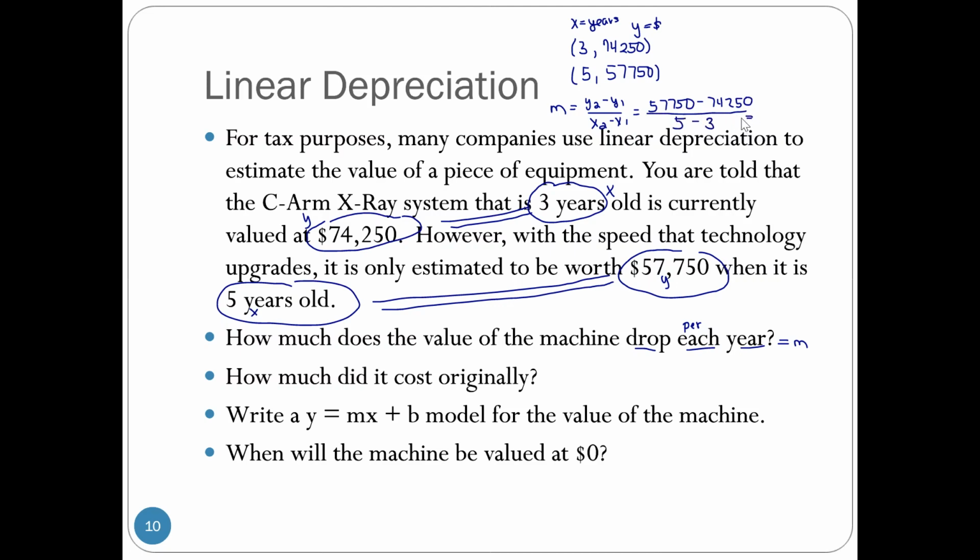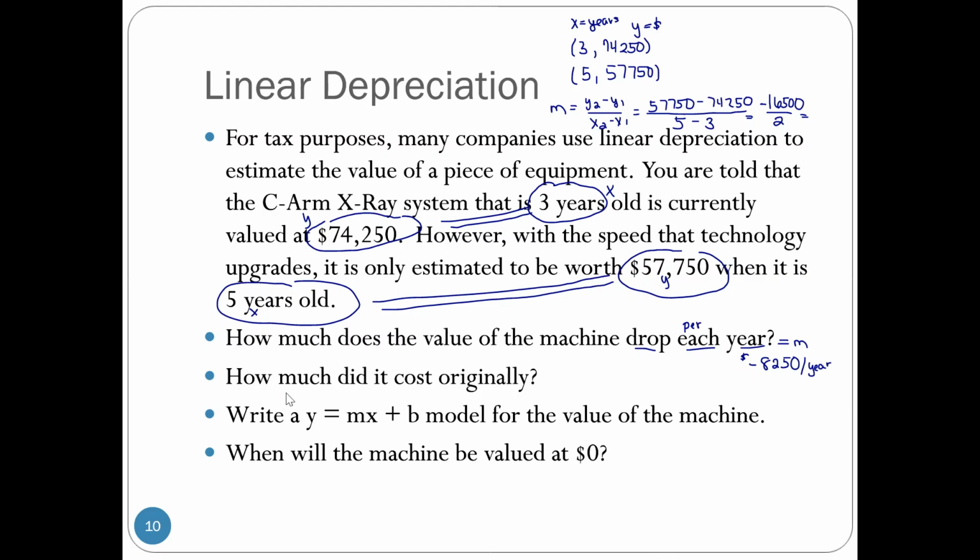And so doing that math, I do get a negative 16,500, and that's over 2. And so dividing that out, I'll write it down here. My slope is negative 8,250, and that is dollars per year. And it does ask me how much it drops, so getting that negative is not unexpected. And I can even see that as I read through the problem, the value is going down.